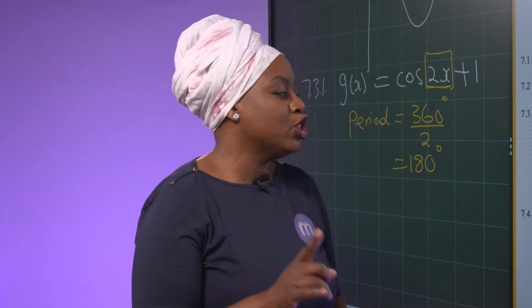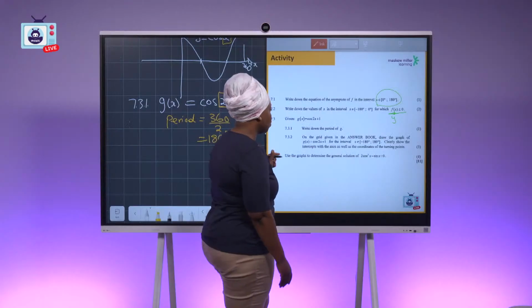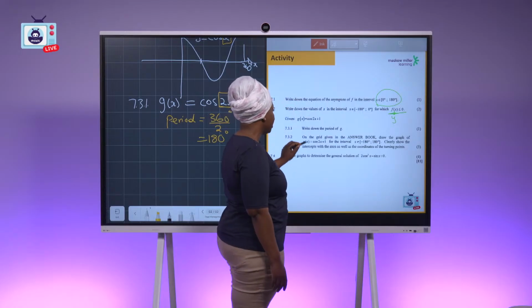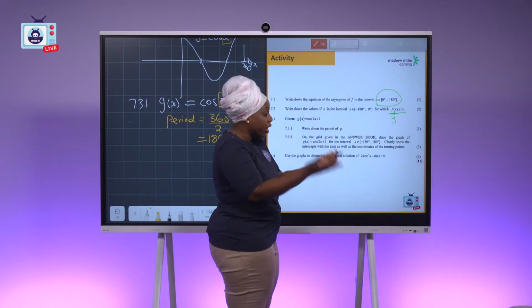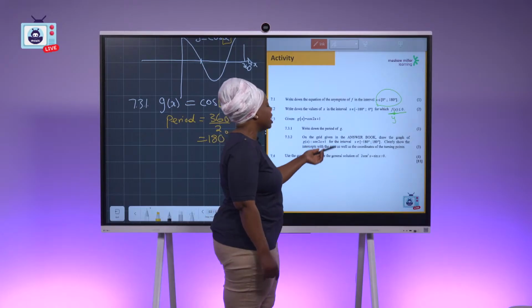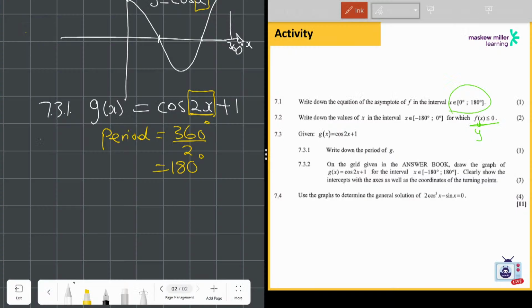Now we need to pay attention to how we answer 7.3.2, because this one needs you to focus quite a bit. So they said on the grid given, which they will give you when you're answering the questions in the final examination or even the trial, draw the graph of g of x equals cos 2x plus 1 for the interval negative 180 to 180, right? Clearly show your intercepts with the axes as well as the coordinates of the turning points.